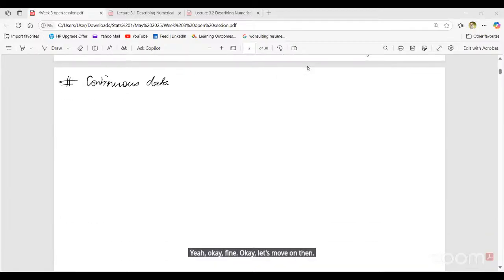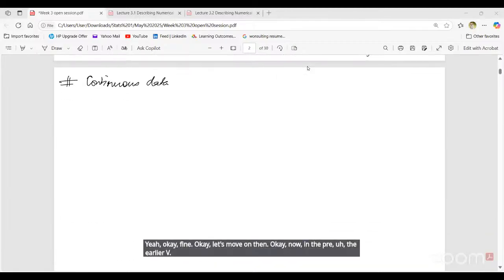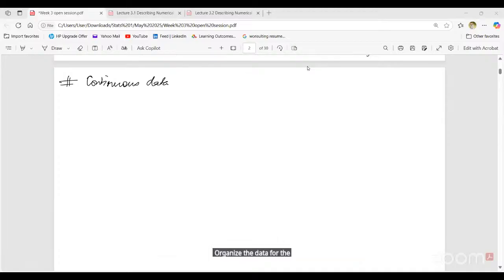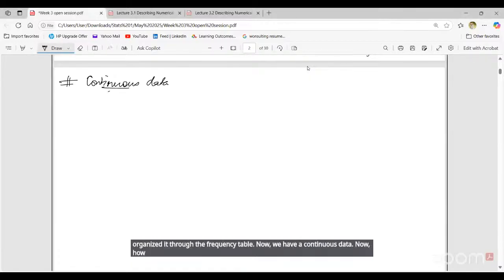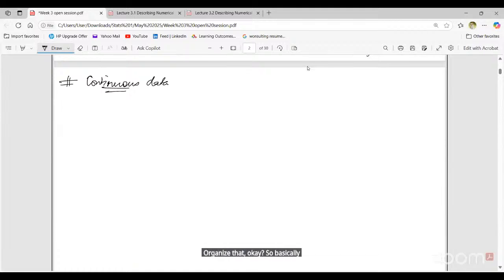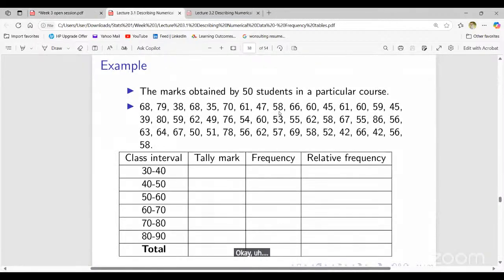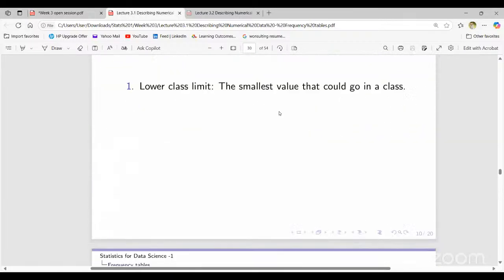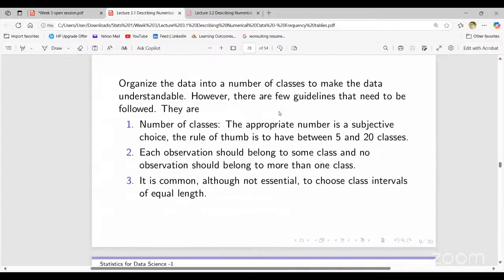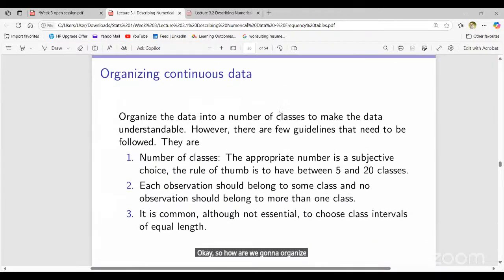Okay, earlier we organized the discrete data through the frequency table. Now we have continuous data. Now how are we going to organize that? Okay, so basically, how are we going to organize the continuous data?